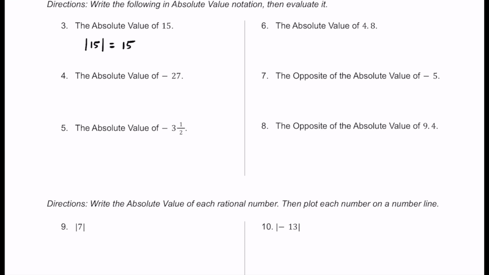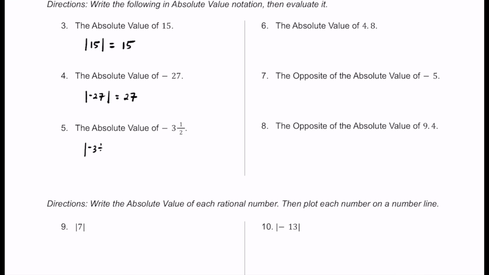For number 4, we have the absolute value of negative 27. So in math, we can go ahead and write that with negative 27 inside these bars. We read that as the absolute value of negative 27, or how far is negative 27 from 0, and that's equal to 27.